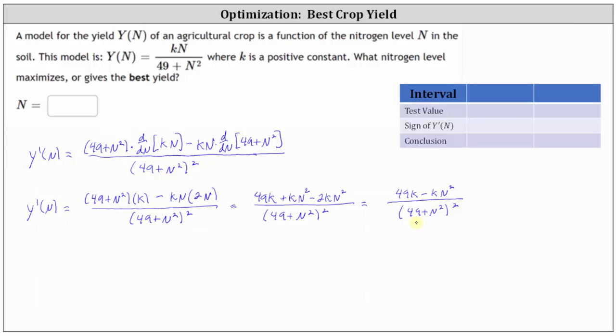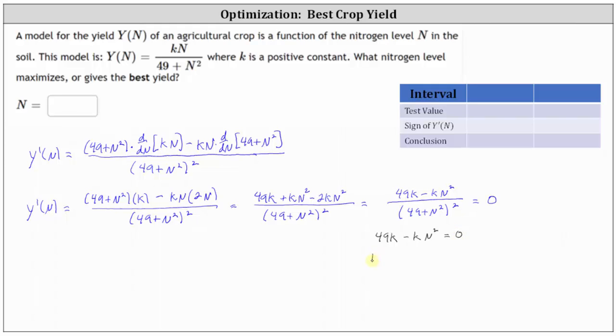And now we need to determine where the derivative is equal to 0 or undefined. There are no values of n where we have division by 0 or the derivative is undefined, and therefore we find the critical numbers by setting the derivative equal to 0 and solving. A rational expression is equal to 0 when the numerator is 0 and the denominator is non-zero, which means we determine the critical numbers by setting the numerator equal to 0 and solving for n. So we have 49k minus kn squared equals 0.